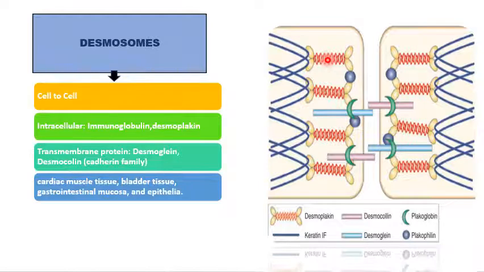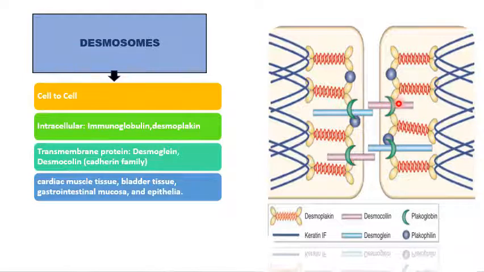So the intracellular protein involved in the desmosome is desmoplakin. This is desmoplakin, the red one. And this desmoplakin is linked to a transmembrane protein called desmoglein. These desmogleins are further connected with another cell's transmembrane protein, present in the transmembrane region of the cell. This is the transmembrane region of the cell, and it is called desmocollin.